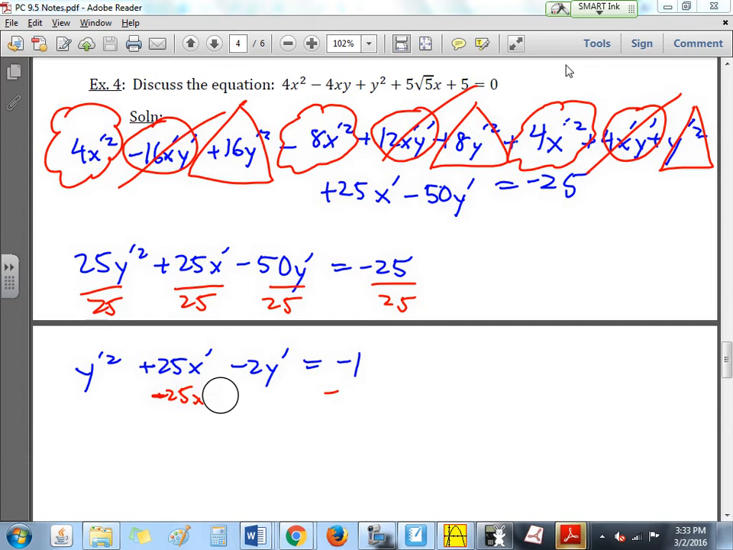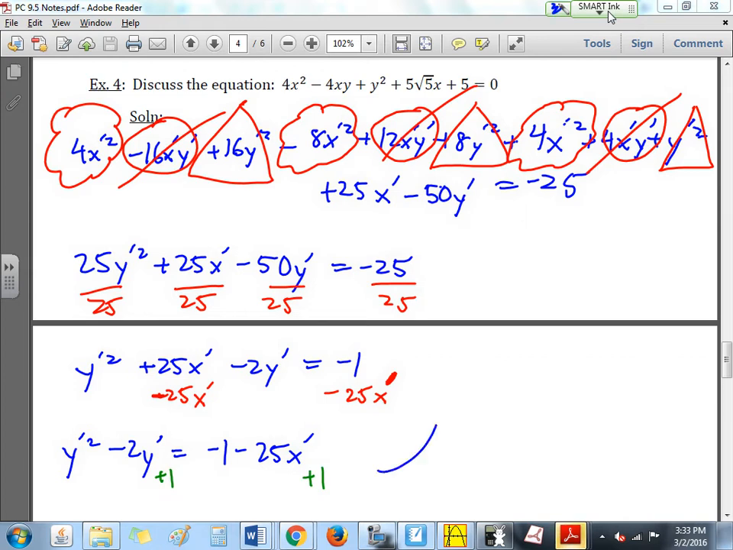This is not a prime. This should be a prime, not a square. So I'm going to subtract the 25x' over the other side. Okay, so now I have basically y' squared minus 2y' equals negative 1 minus 25x'. And I'm going to add my magic number to complete the square. So I'm going to add a 1 and a 1. On the left side, I get (y' minus 1) squared. And on the right side, since the 1's cancel, I just get negative.